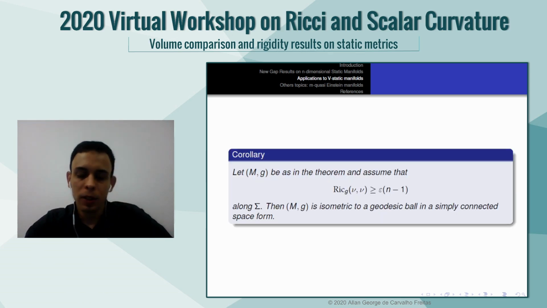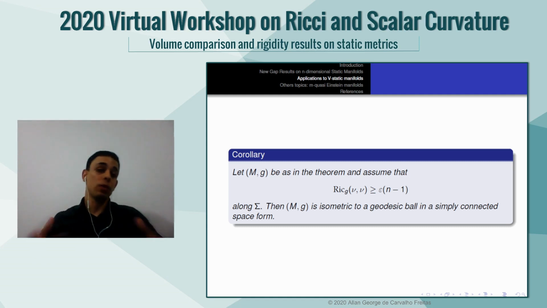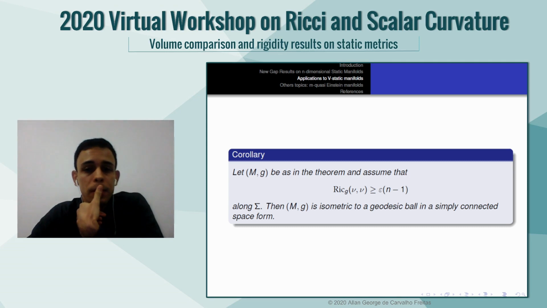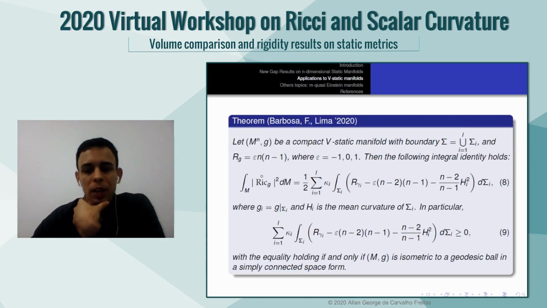So some corollaries related to this theorem. First, if you have the other inequality, we can obtain that the manifold is always isometric to a geodesic ball in a simply connected space form. And also this result, where you use just the Gauss equation to approach it, okay?